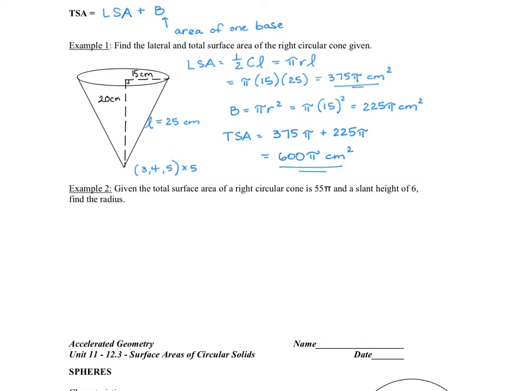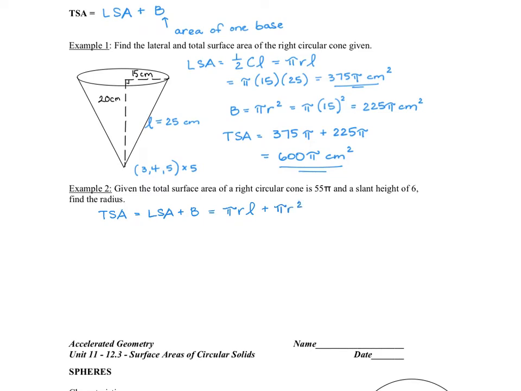In the next example, we know that the total surface area of a right circular cone is 55 pi, and the slant height is 6. We want to find the radius. So again, we'll just start with the formula for total surface area, which is the lateral surface area plus the area of one base. The lateral surface area is pi times the radius times the slant height, and the area of one base is pi r squared.